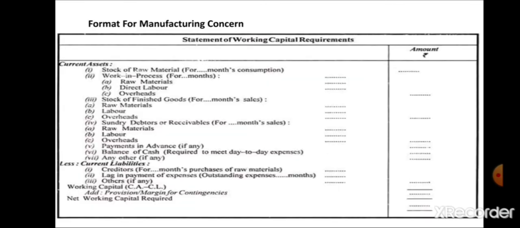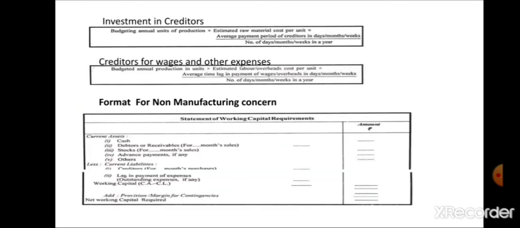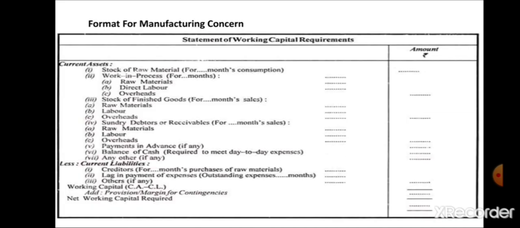Just see, first there are our current assets, you less current liabilities from the current assets, right? And you will get the working capital requirement, that is current assets minus current liabilities, add provision or margin for contingencies if any, then you get the net working capital requirement. And this is the format for a manufacturing firm. So please note it down and understand this format.